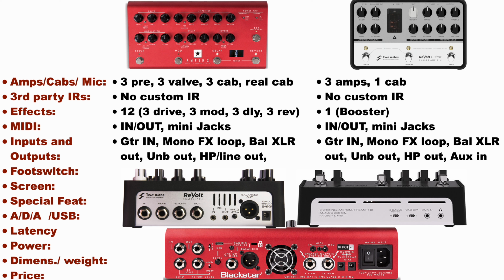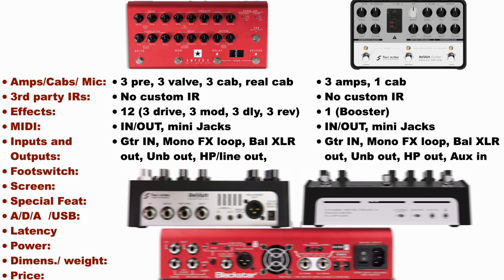So the main differences here are obviously the outs to drive a real cabinet available only in the Amped 2, that has also the possibility to have stereo unbalanced output for the internal cabinet simulation that can mimic a stereo room even if the effects are mono. On the other hand, the ReVolt has an aux in which is missing in the Amped 2.